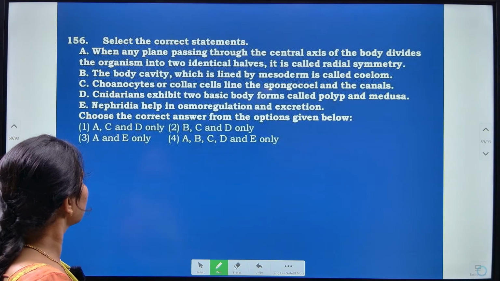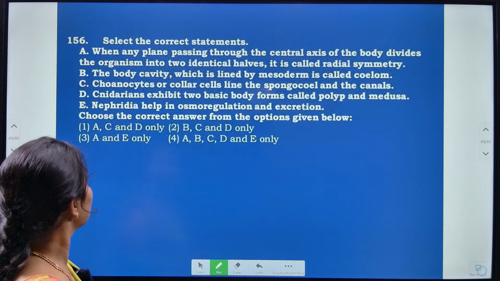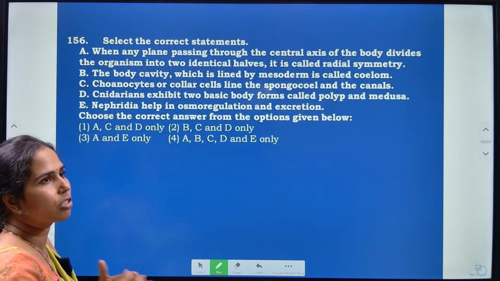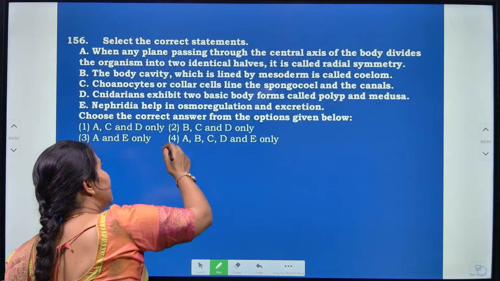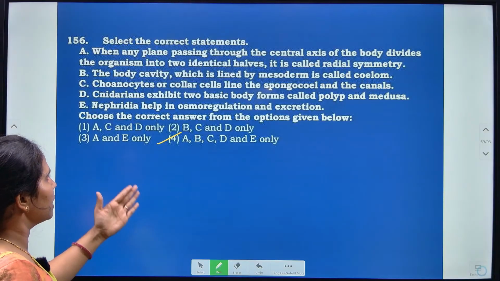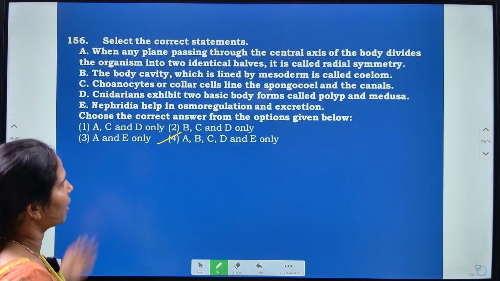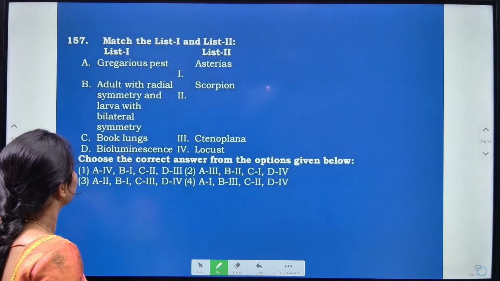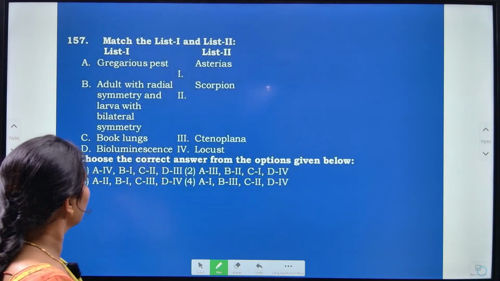Nephridia help in osmoregulation and excretion here. All these options are correct statements or they are being correctly recognized here. So option A, B, C, D and E only are the correct statements here. All the options are correct. Right? Now, match the following again here.